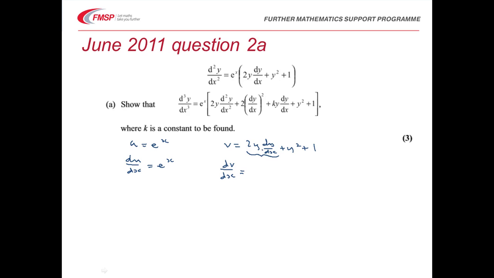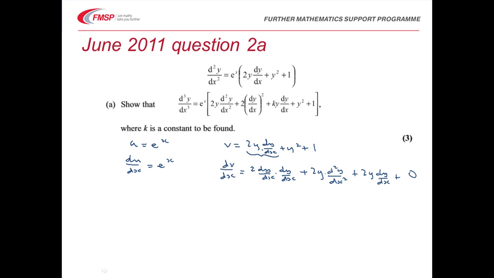So to differentiate that product, I'm going to differentiate the 2y with respect to x times leave the other term, plus leave the 2y times differentiate dy by dx with respect to x, which will be d2y by dx squared. Now I'm going to differentiate y squared with respect to x, so that will be implicitly 2y times dy by dx. When I differentiate 1, I'm going to get 0.